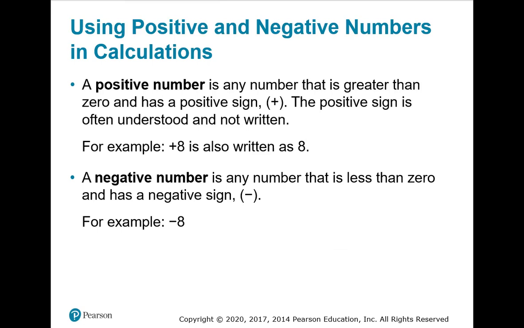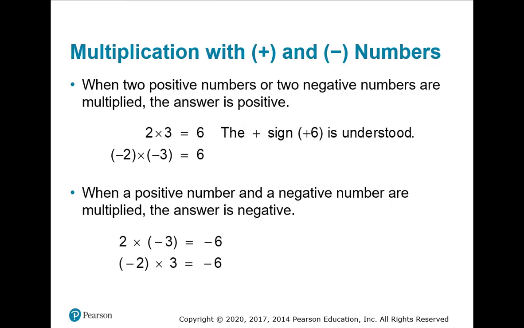Using positive and negative numbers in calculations. A positive number is a number that's greater than 0. It has a positive sign, or it might not have a positive sign. It might be lacking. It might just be written as 8, for example. But a negative number is anything that's less than 0. It will have a negative in front of it. There is no ambiguity. Like this says, it can be plus 8, or it's also written as 8. If it's negative, it's always got the negative in front of it.